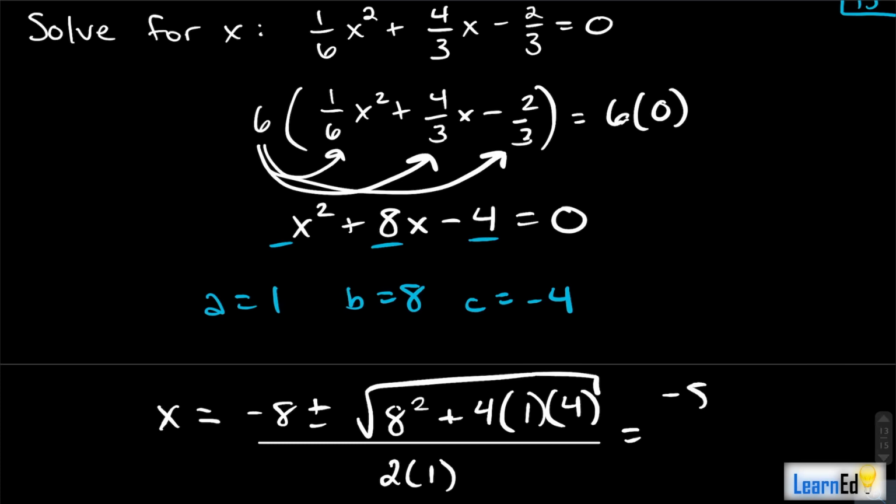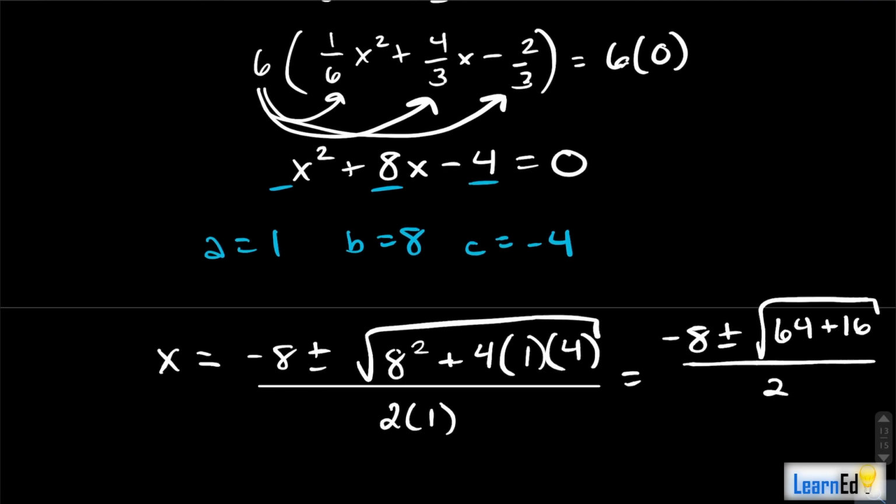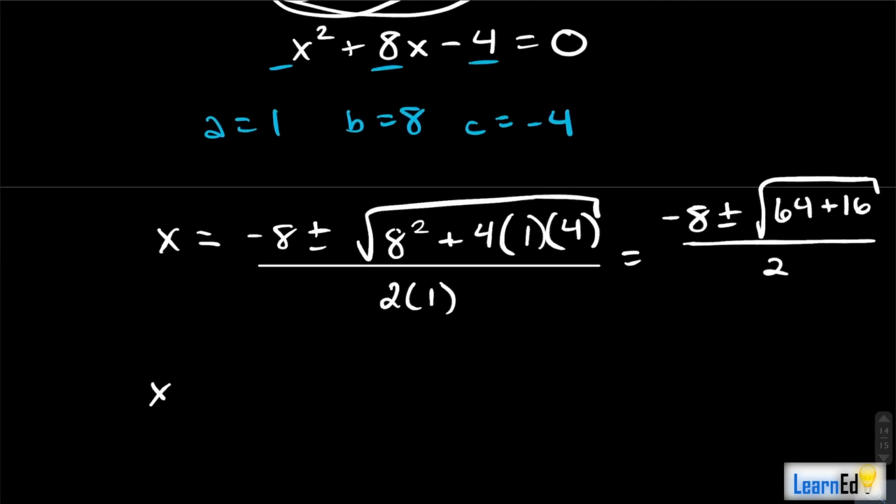Simplifying this, we have negative 8 plus or minus the square root of 64 plus 16, all over 2. And then we can just simplify further. Here we get negative 8 plus or minus the square root of 80 over 2. Now we can break this radical down further, because this is not a completed answer. We can simplify this still.